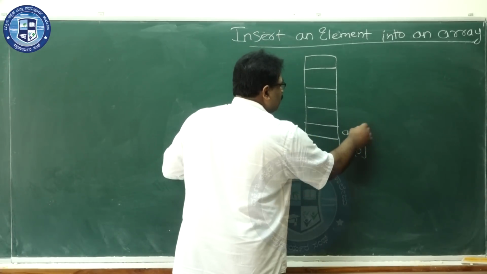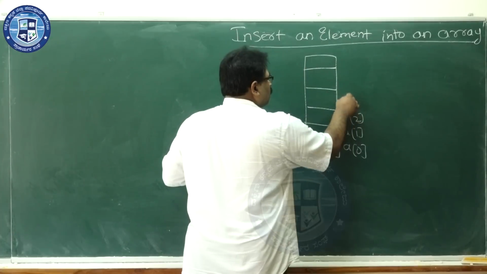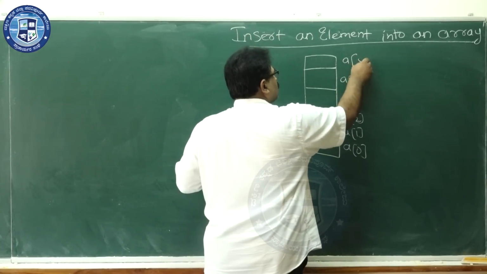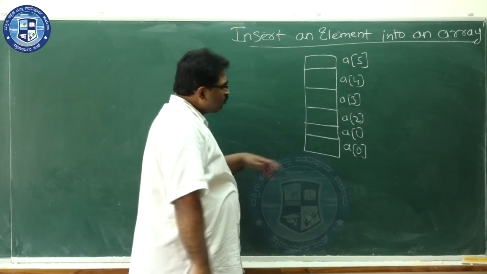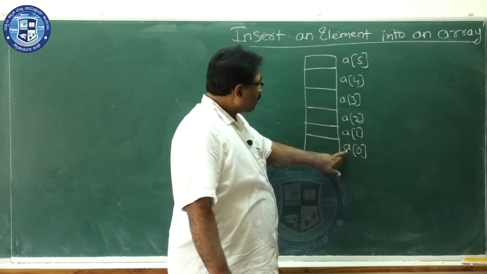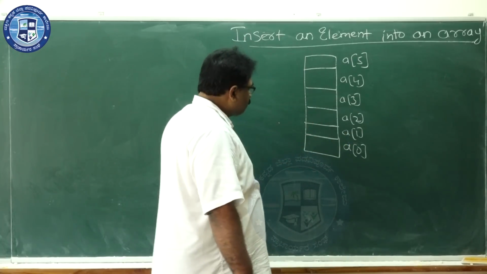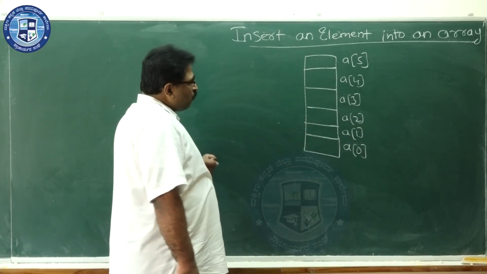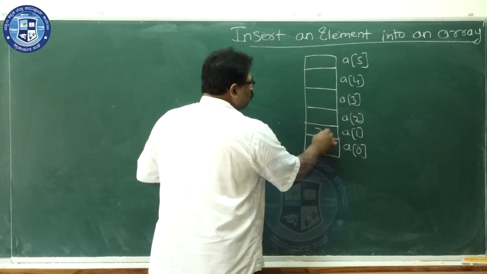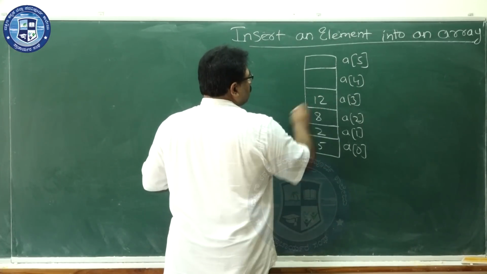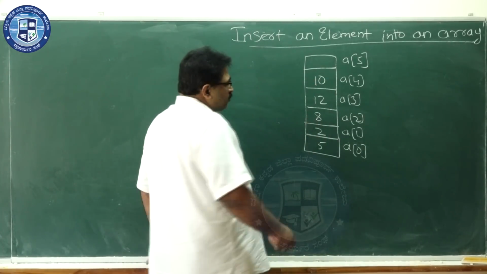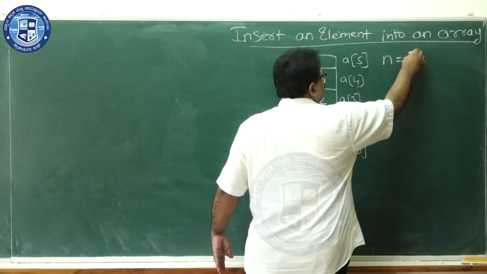So we have this array. Now these are the subscript index 0, 1, 2, 3, 4, 5, and A is the name of the array we are given. Now suppose we have these elements 5, 2, 8, 12, 10. So how many elements are there at present? It is 5. So what should be the value of n? N should be 5.